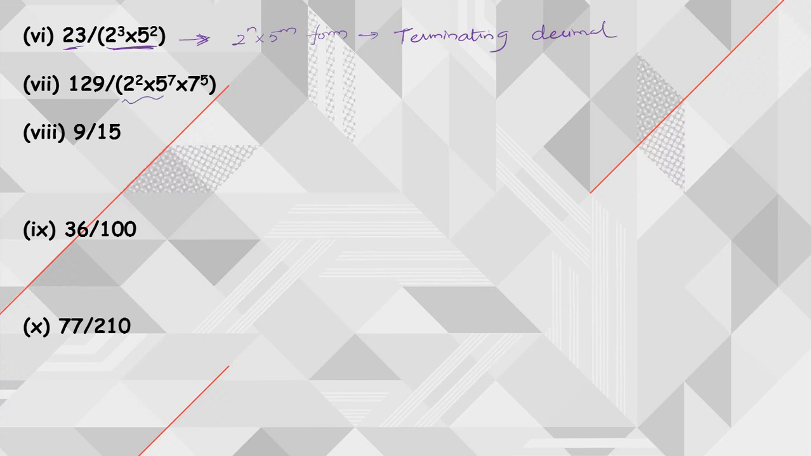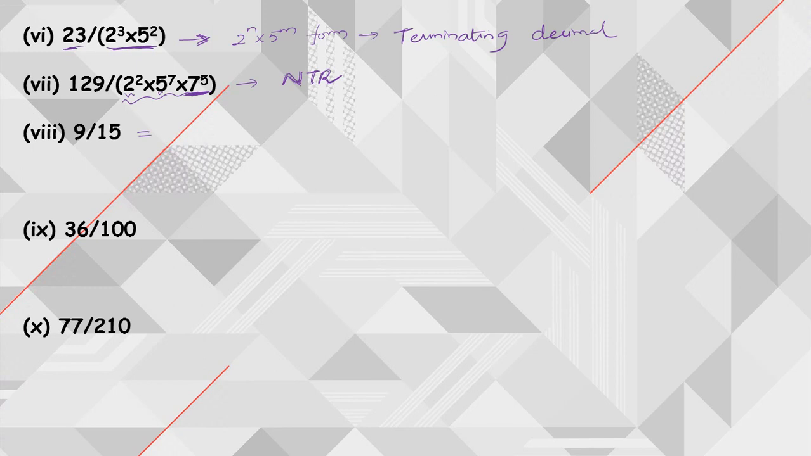Next, what about this? We are having 2 power 5 power, and here if you observe 7 power 5. Other than 2 and 5 prime factors, we are having 7 prime factor. Hence it is a non-terminating repeating decimal. So here the explanation you should be clear. It is not in the form of 2 power n into 5 power m, hence it is a non-terminating repeating decimal.